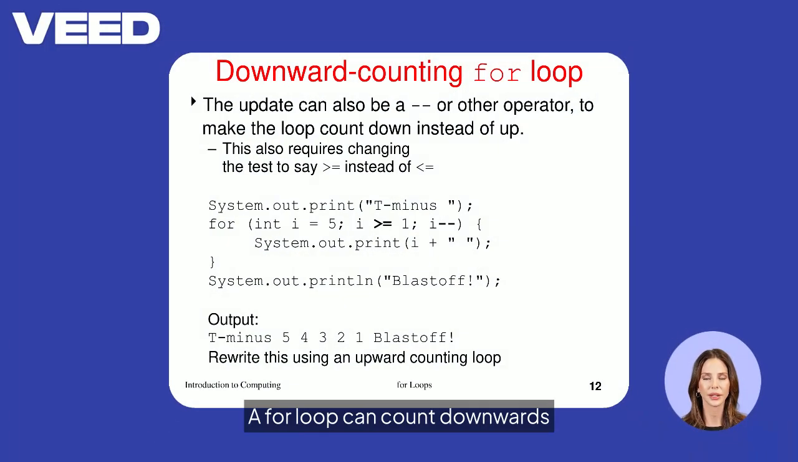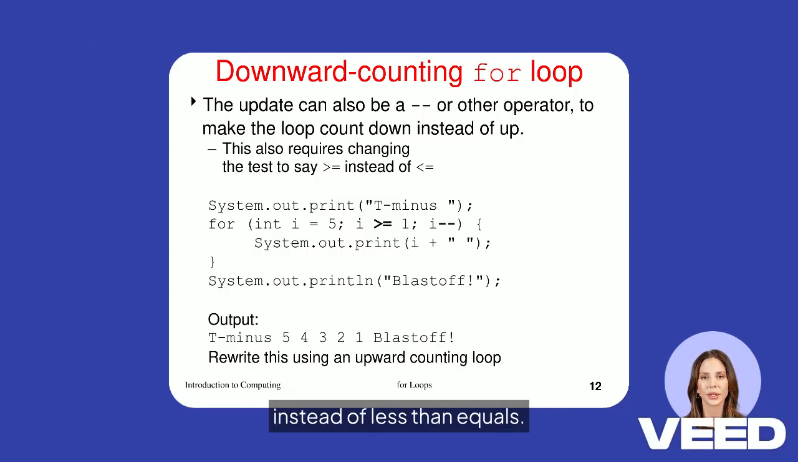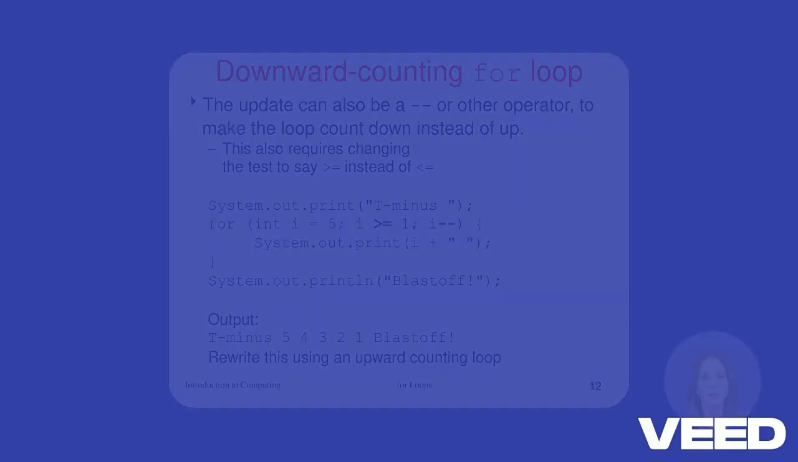A for loop can count downwards by using a decrement operator. This requires changing the test condition to greater than or equal to instead of less than or equal to. Such loops are useful for countdowns or reverse iterations, as shown in the example with a countdown to blast off.